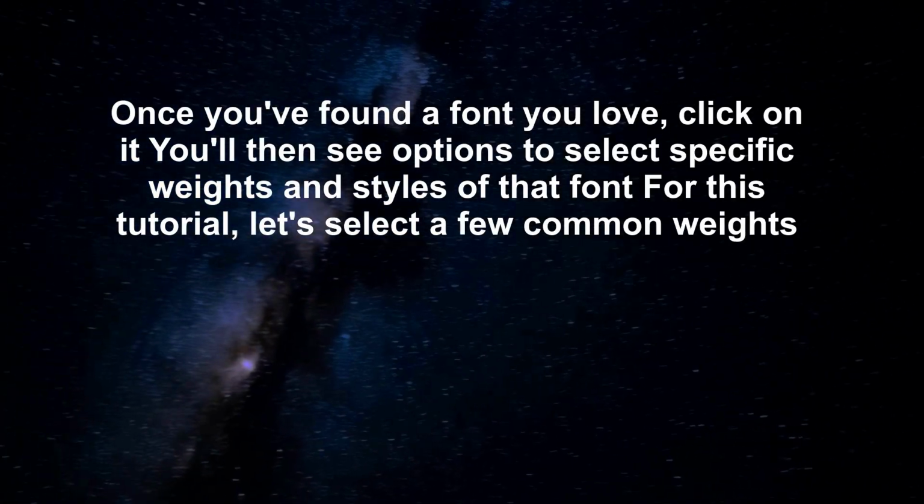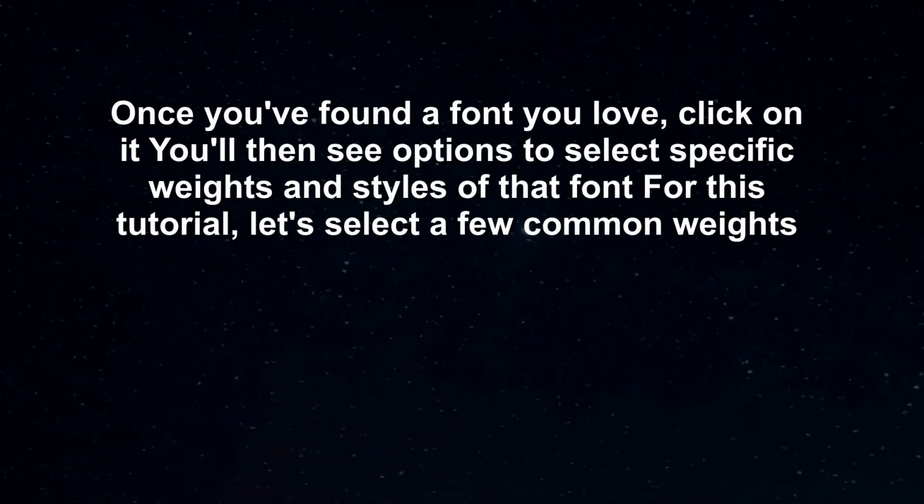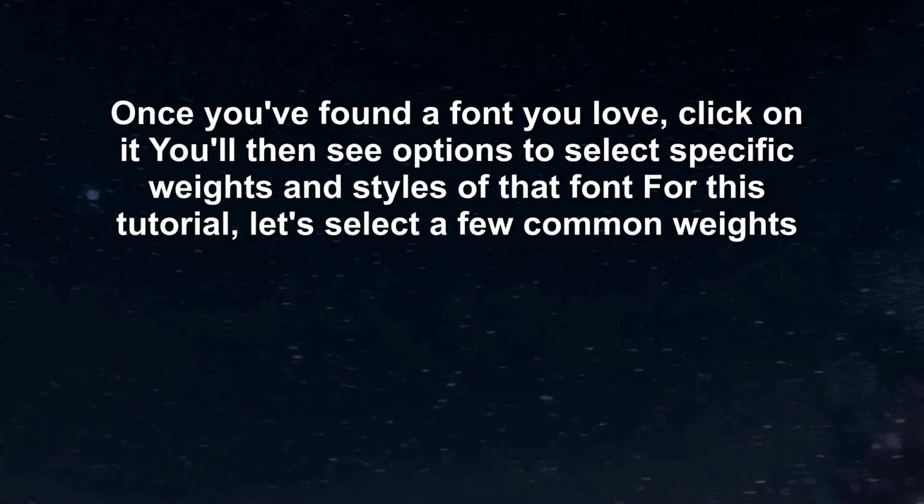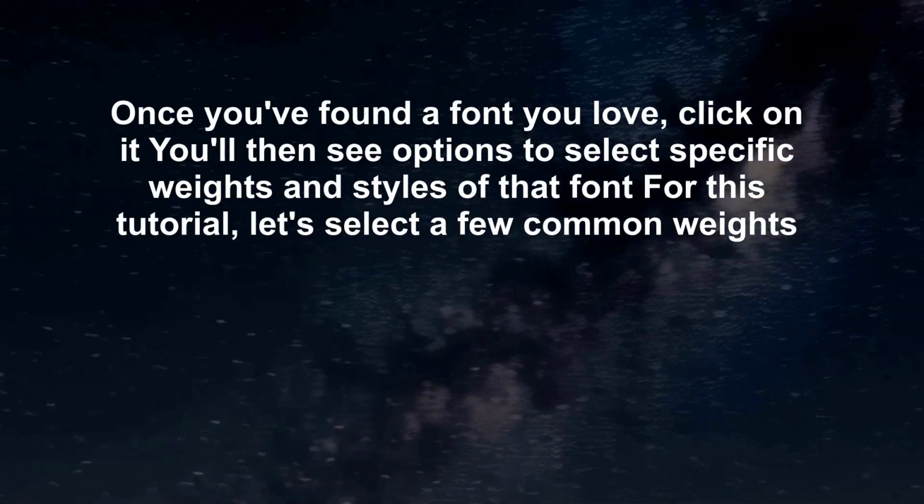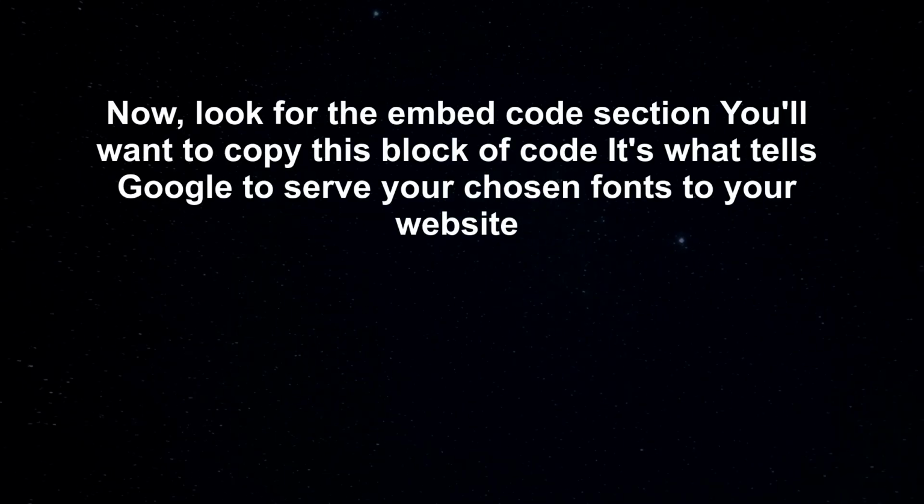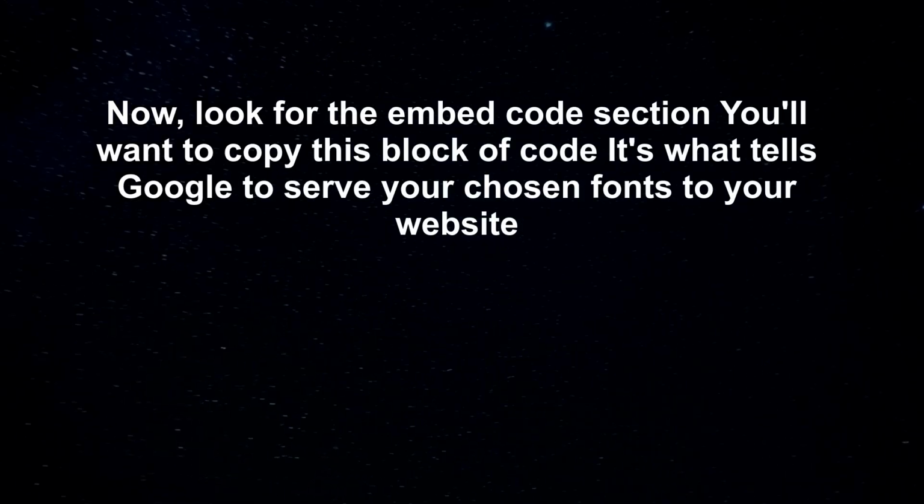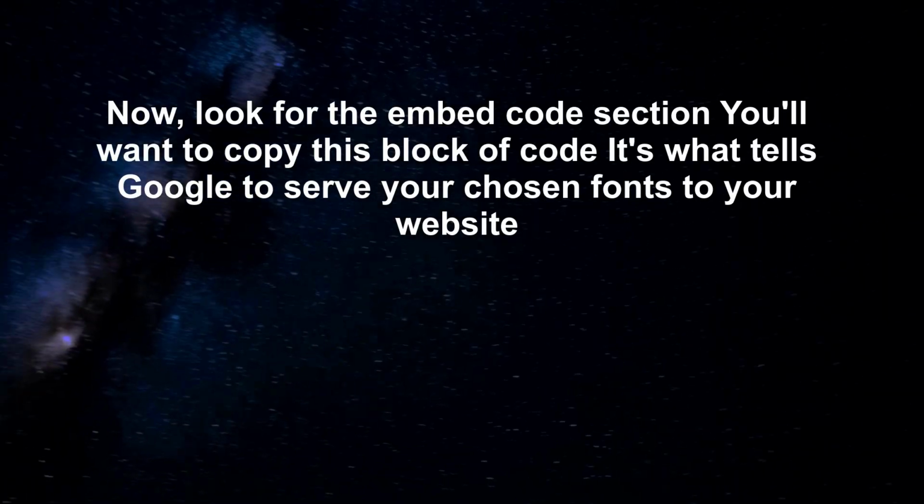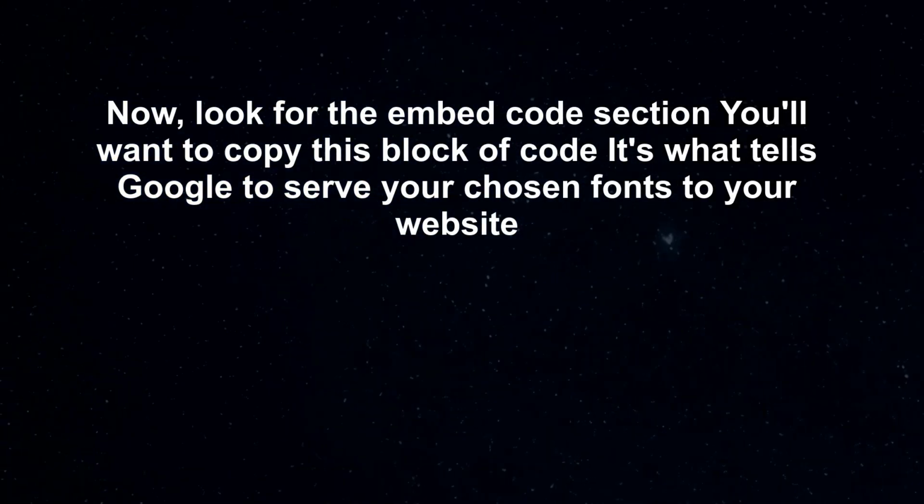Once you've found a font you love, click on it. You'll then see options to select specific weights and styles of that font. For this tutorial, let's select a few common weights. Now, look for the Embed code section. You'll want to copy this block of code. It's what tells Google to serve your chosen fonts to your website.